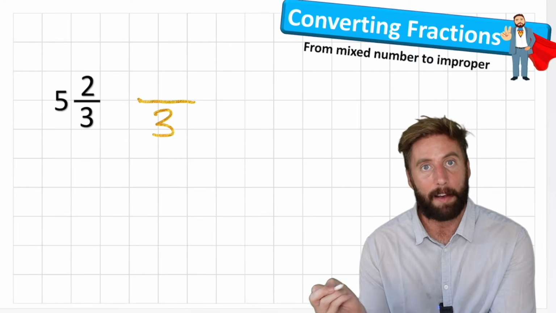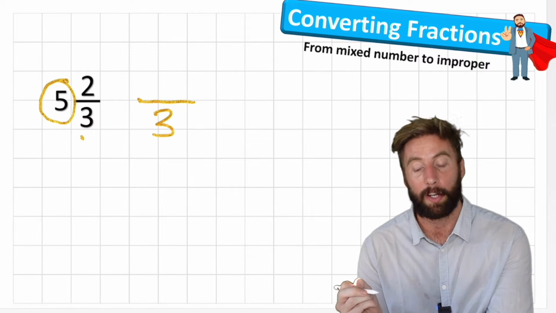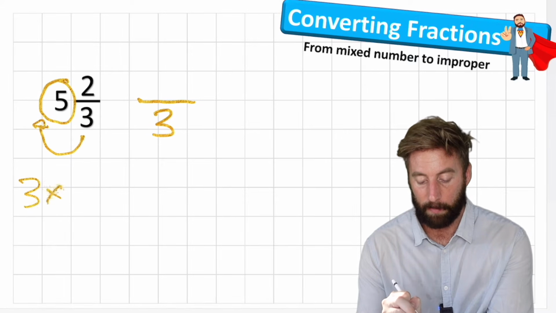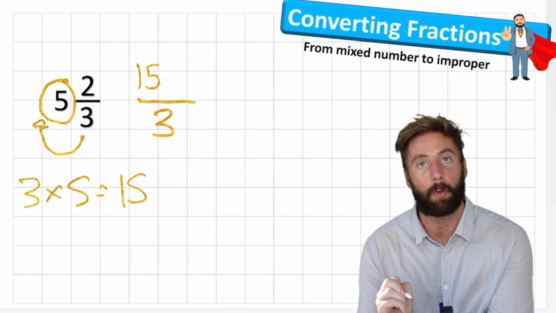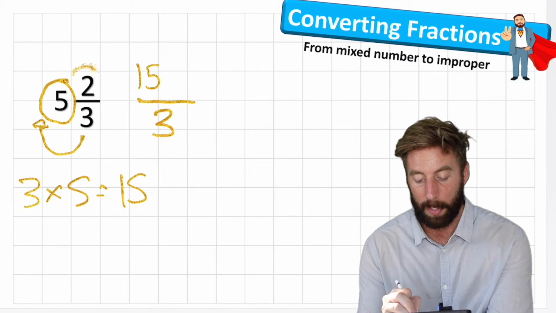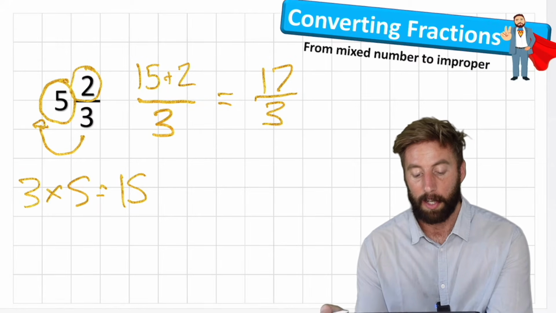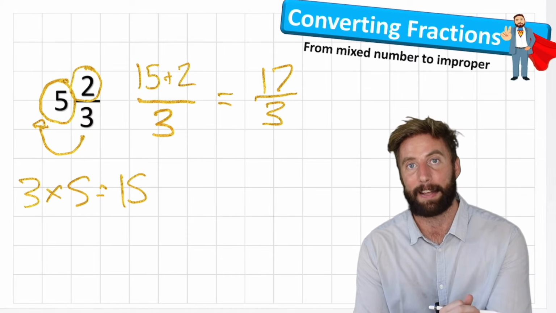How many thirds do we have? Well, let's find out. How many thirds do I have in my whole? And I know now that I can just times 3 by 5, and 3 times 5 equals 15. So I have 15, but remember I'm not done because I've got this pesky little 2 here, and that was just going to be added on. So 15 plus 2, therefore the answer is 17 thirds. So the answer to 5 2/3 is 17 thirds as an improper fraction.